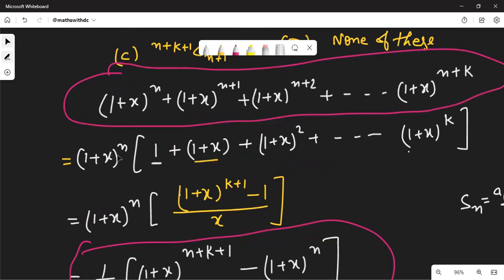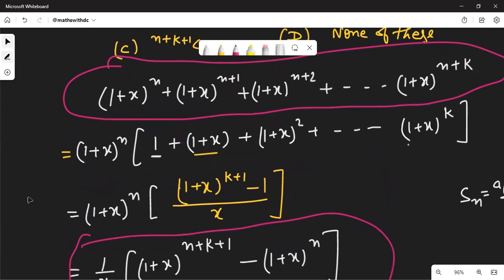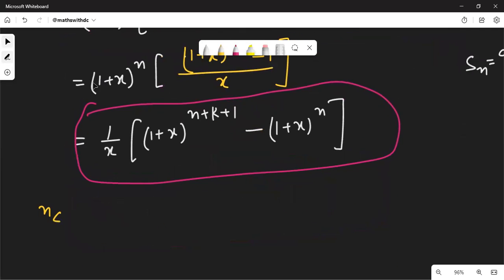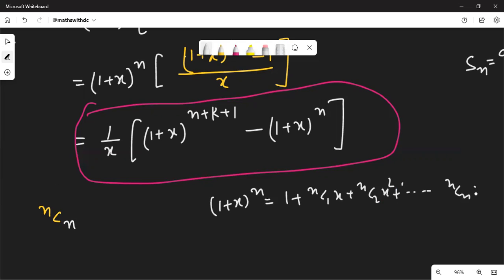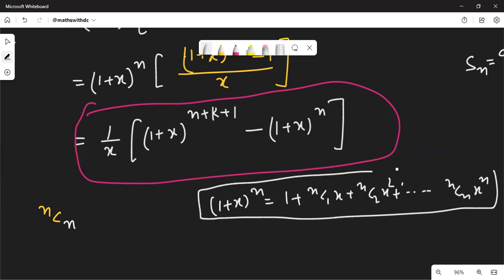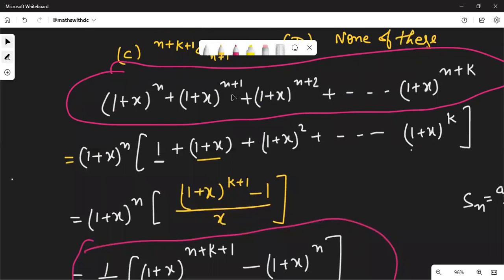So that should be, coefficient of x to power n should be nCn. Get it? Because if you are not getting it, let me show you why I'm saying that. Because the expansion of 1 plus x to power n is 1 plus nC1 x plus nC2 x squared plus it goes on like that up to nCn x to power n. You know this all, right? So for that reason, we are saying nCn is the coefficient of x to power n here.